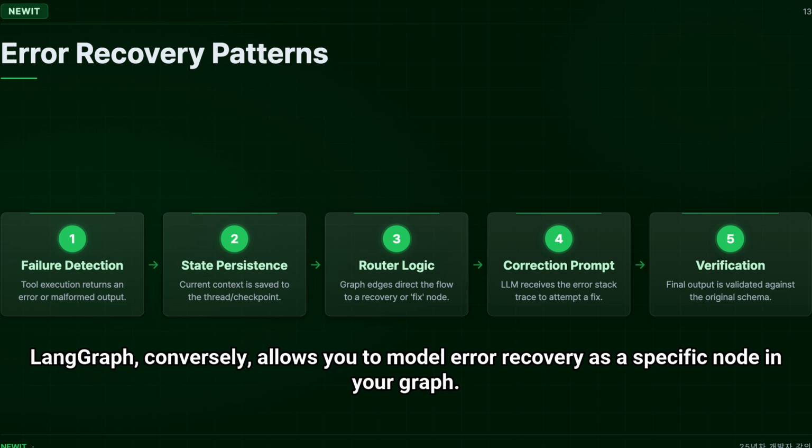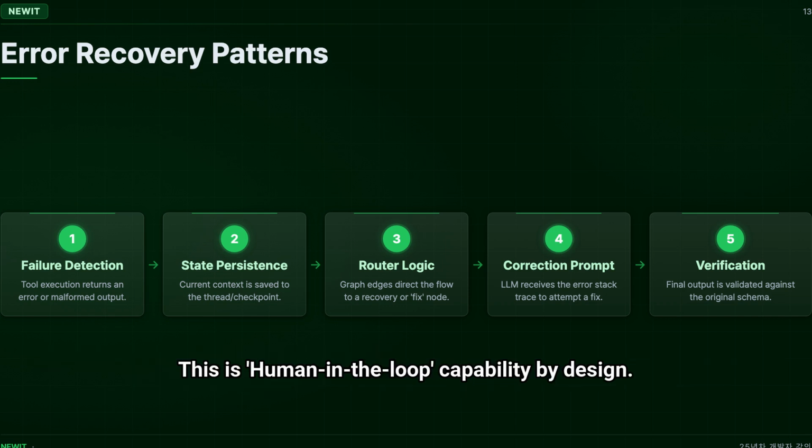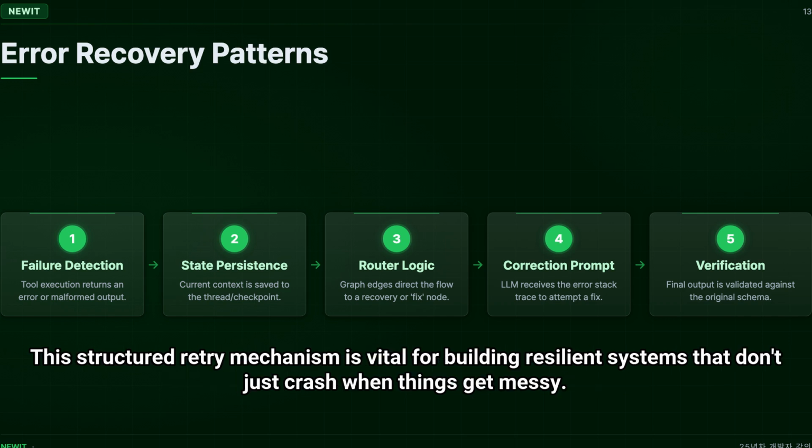LangGraph, conversely, allows you to model error recovery as a specific node in your graphs. You can create an error handling node that inspects the exception and decides whether to retry, ask the user for help, or roll back the state. This is human-in-the-loop capability by design. If the LLM generates a bad SQL query, LangGraph can catch the database error and feed it back to the agent for a correction cycle. This structured retry mechanism is vital for building resilient systems that don't just crash when things get messy.